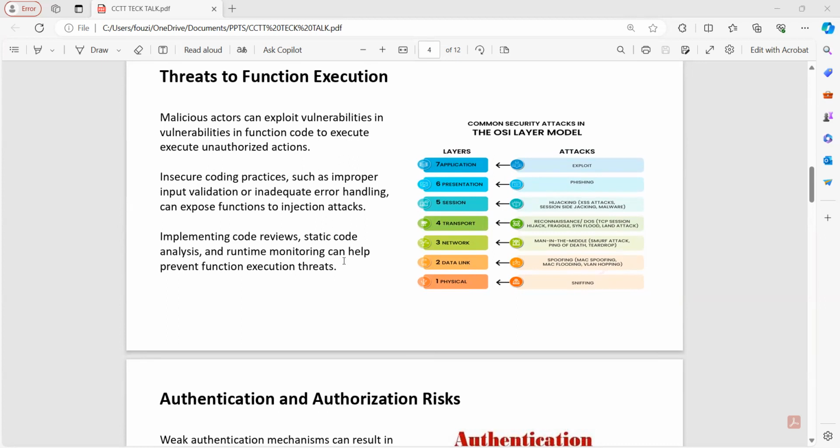So there are layers and attacks. Here: 7 application, 6 presentation, 5 session, 4 transport, 3 network, 2 data link, and 1 physical. So these are all layers, and these are common security attacks in the OSI layer model. This is basically the OSI layer model and how its attacks happen, like application exploit, presentation phishing, and so on.